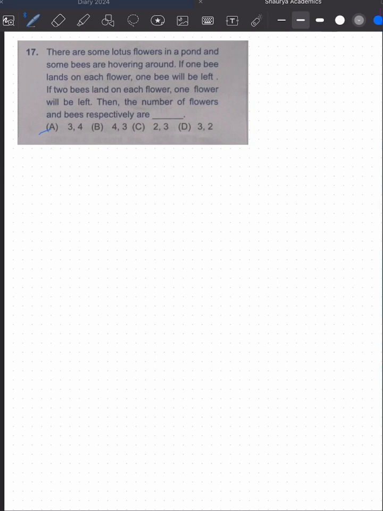There are some lotus flowers in a pond and some bees are hovering around. If one bee lands on each flower, one bee will be left. If two bees land on each flower, one flower will be left. Then the number of flowers and bees respectively are, what is it? So let's make a flower, and let's say this is our bee, whatever, right?